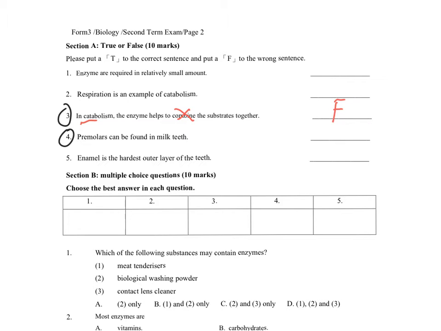Let's check. The dental formula of milk teeth is 2102, 2102. So no premolar can be found. So question 4 is false. And the other three questions are true sentences.